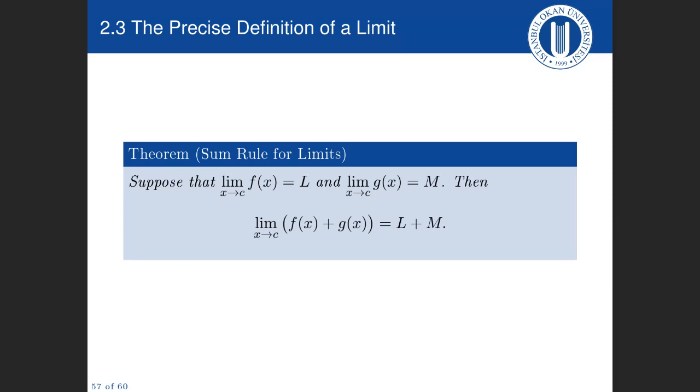Now, before I finish, I want to prove the sum rule for limits. Suppose that the limit as x tends to c of f of x is equal to L, and suppose that the limit as x tends to c of g of x is equal to M. Then the sum rule says the limit of f plus g is equal to L plus M.